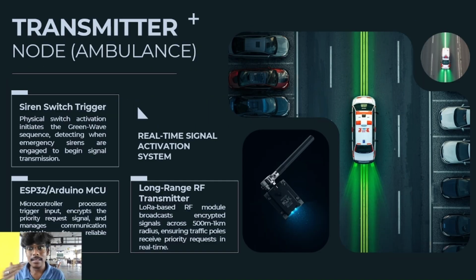In the transmitter node, the ambulance siren switch trigger, a physical switch, is activated and initiates the green wave sequence, detecting when emergency sirens are engaged to begin signal transmission. In the ESP32 or Arduino microcontroller unit, the microcontroller processes the trigger input, encrypts the priority request signal and manages communication protocols for reliable transmission. Long range radio frequency transmitter: it broadcasts encrypted signals across 500 meters to 1 kilometer, ensuring traffic poles receive that signal and act upon it.